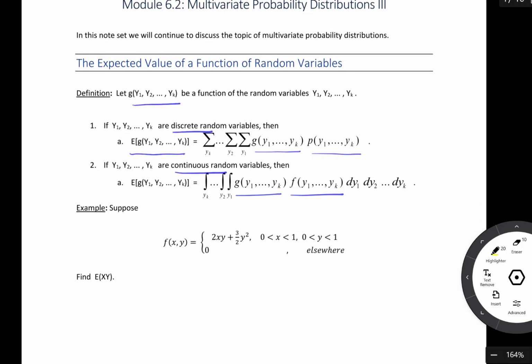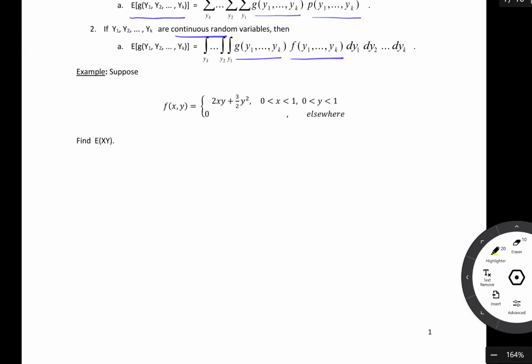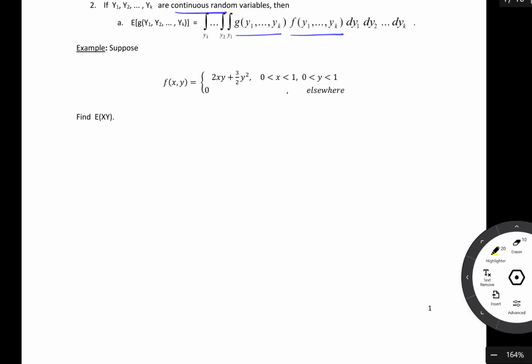So let's look at an example. Suppose we have two random variables, x and y, and here we have their joint density. We're going to find the expected value of x times y. Starting out, we just use what the definition tells us. x times y is a function of those two random variables. These are continuous random variables, so we're going to use integration.